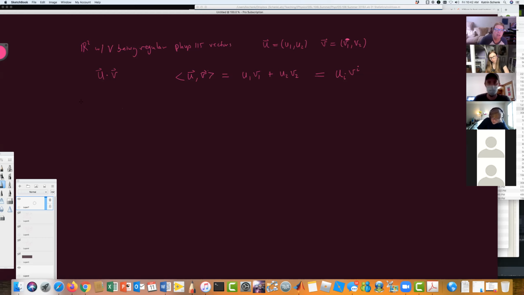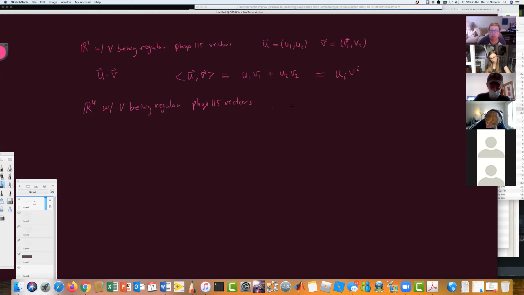So for instance, let's take R4. So now we have four-dimensional space, not space-time, but space, and the U's and V's being regular Phys 115 vectors, but now in 4 space, meaning that they just have 4 components, X, Y, Z, and I don't know, something, W.